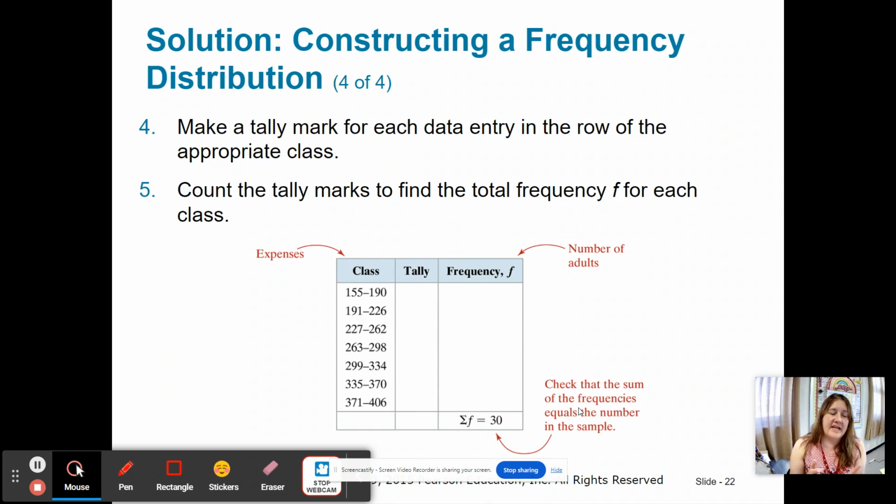Then you go through your data and you start trying to figure out how many times do the values between 155 and 190 inclusive show up. You put down a tally and you cross out the values in the list and you create a frequency. And you always want to check to make sure that the sum of the frequencies actually adds up to the total number of data values in the set.